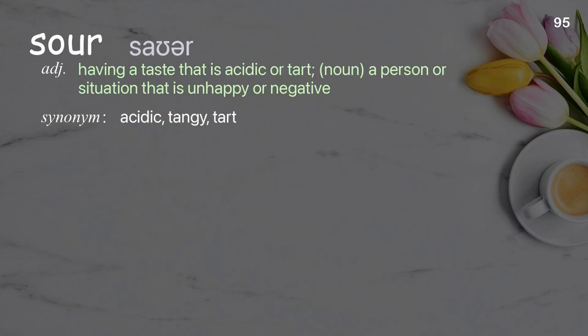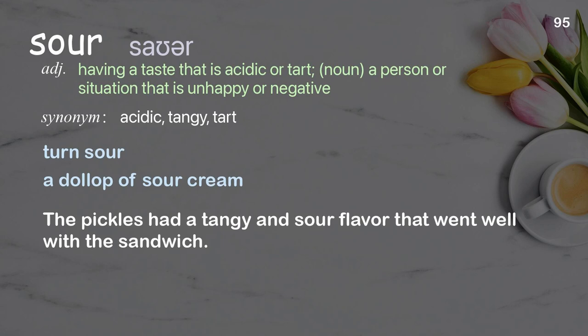Sour. Having a taste that is acidic or tart. Noun: a person or situation that is unhappy or negative. Examples: Turn sour. A dollop of sour cream. The pickles had a tangy and sour flavor that went well with the sandwich.